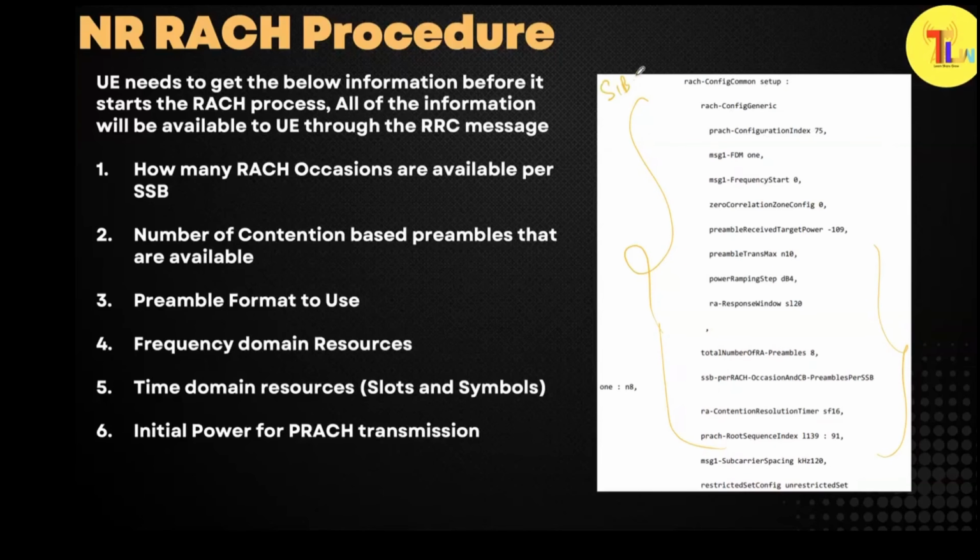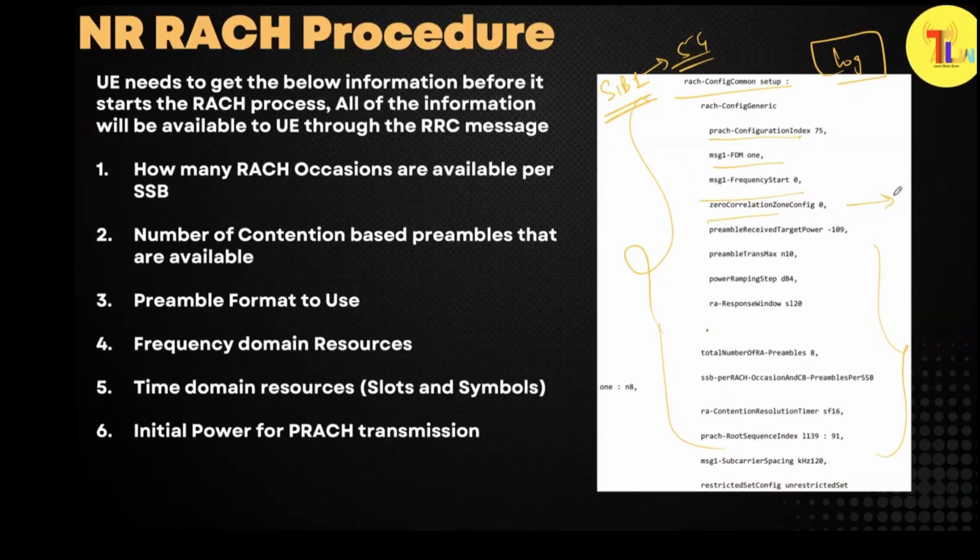SIB1, this is your SIB1 of 5G. Inside that we have RACH config common setup. This is taken from a log only. Then we will be having something called PRACH config index, message one FDM, message one frequency start. This is the parameter zero correlation zone config being used for generation of your preambles.